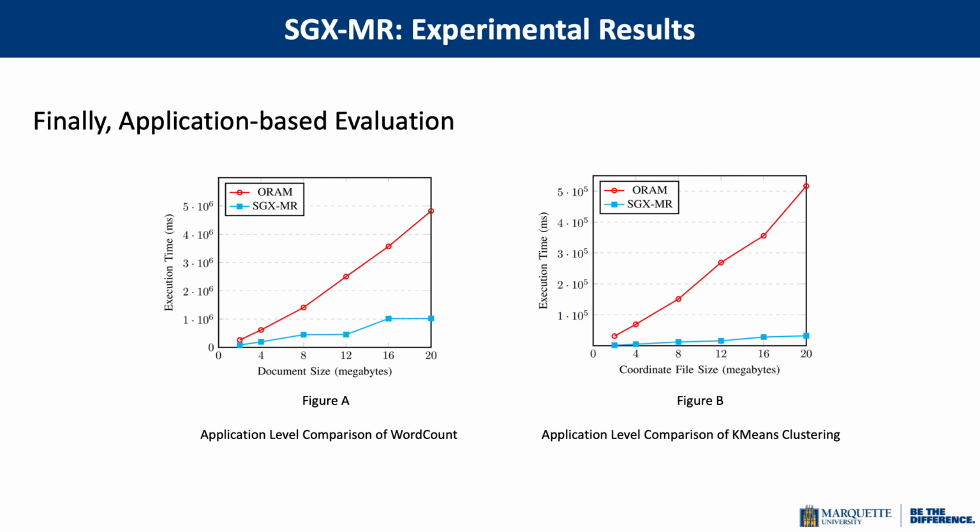On the left side, we show the word count problem, and on the right side, the K-means clustering. For both graphs, we have compared the SGX-MR with the ORAM-based implementation. We can see that in both graphs, the SGX-MR performs several times faster than the ORAM-based implementations. And also, if we increase the data size, the ORAM bar will go higher than the current version.